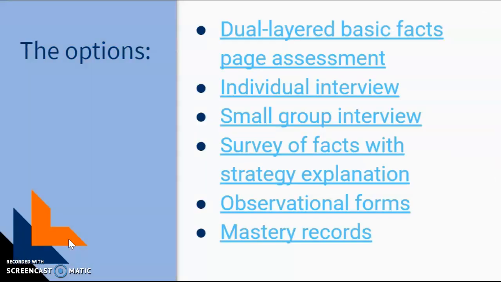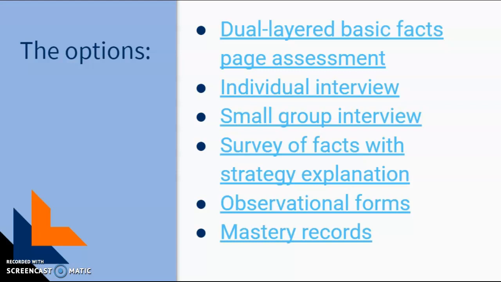I have presented many options here. The dual layered basic facts page, individual interviews, a smaller group interview, although the forms can be the same and can just be used in different situations, surveys of facts with strategy explanations, observational forms that can be used formally or informally, and mastery records. The idea here is that there are many different options for you and your PLC to consider. There may even be a combination of tools that your team might like to use.